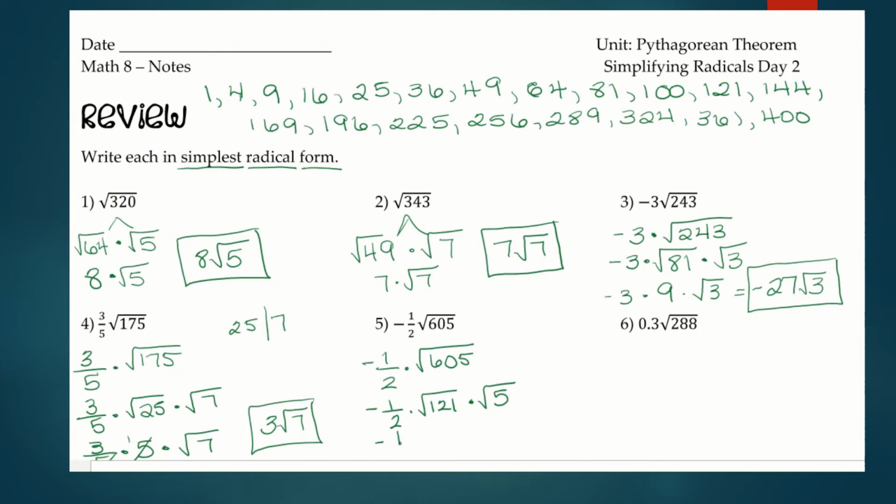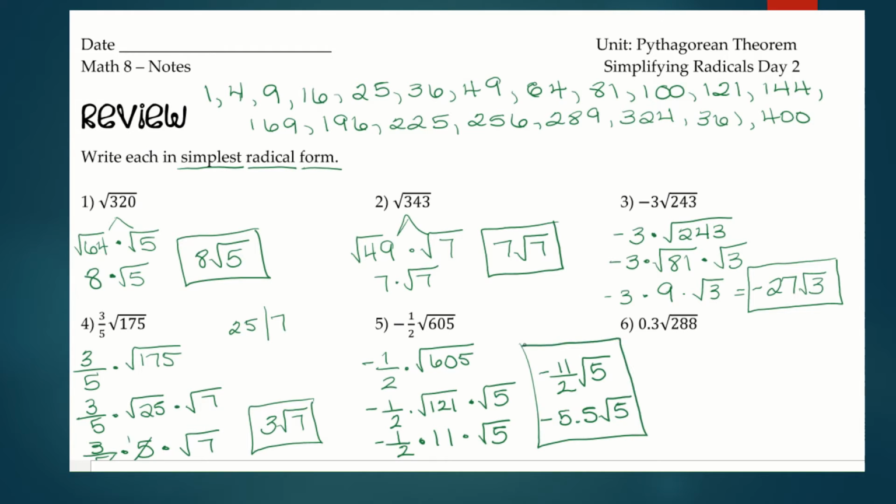Simplifying this, -1/2, the square root of 121 is 11. The square root of 5 is irrational, so we are just going to leave that as the square root of 5. -1/2 times 11, now you can write this two different ways. You can say -11 over 2 times root 5, or you can say -5.5 root 5. Either one of those is fine. And that's our final answer. All right, on to number 6.